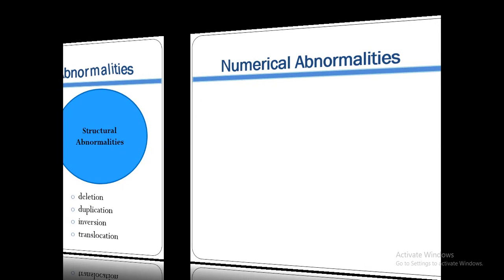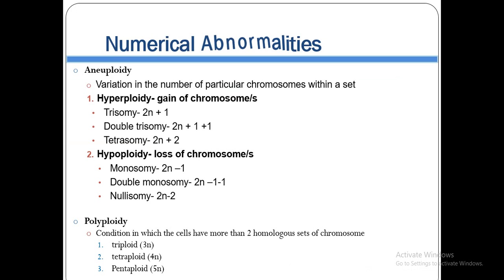For numerical abnormalities, we have aneuploidy and polyploidy. For aneuploidy, a normal chromosome set has been added with one or two or more chromosomes, or one or two or more chromosomes have been deleted. For hyperploidy, this is a type of aneuploidy wherein there is a gain in the chromosome. Examples are trisomy, double trisomy, and tetrasomy.